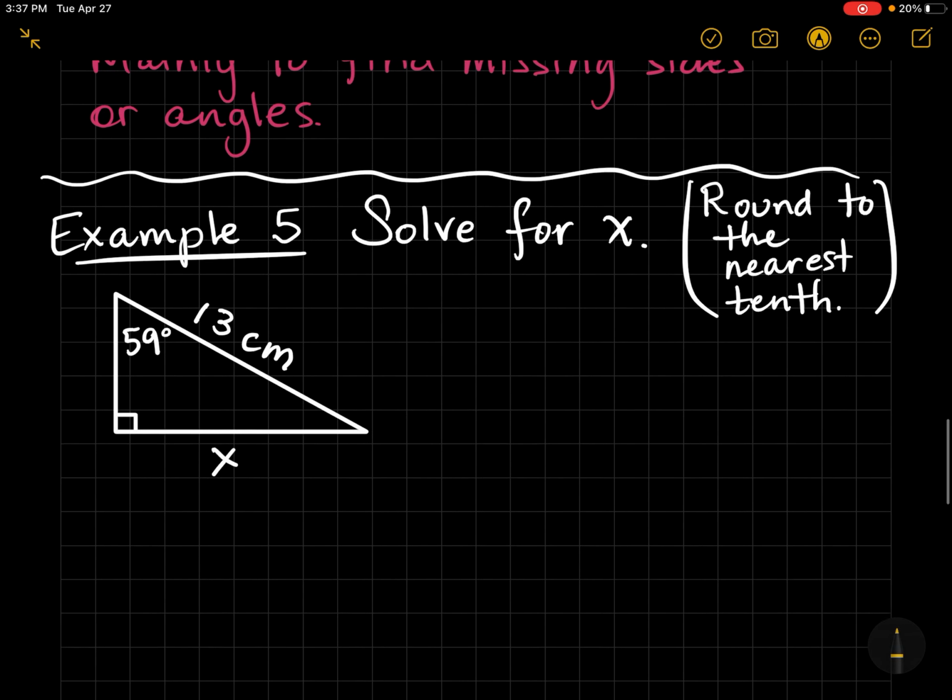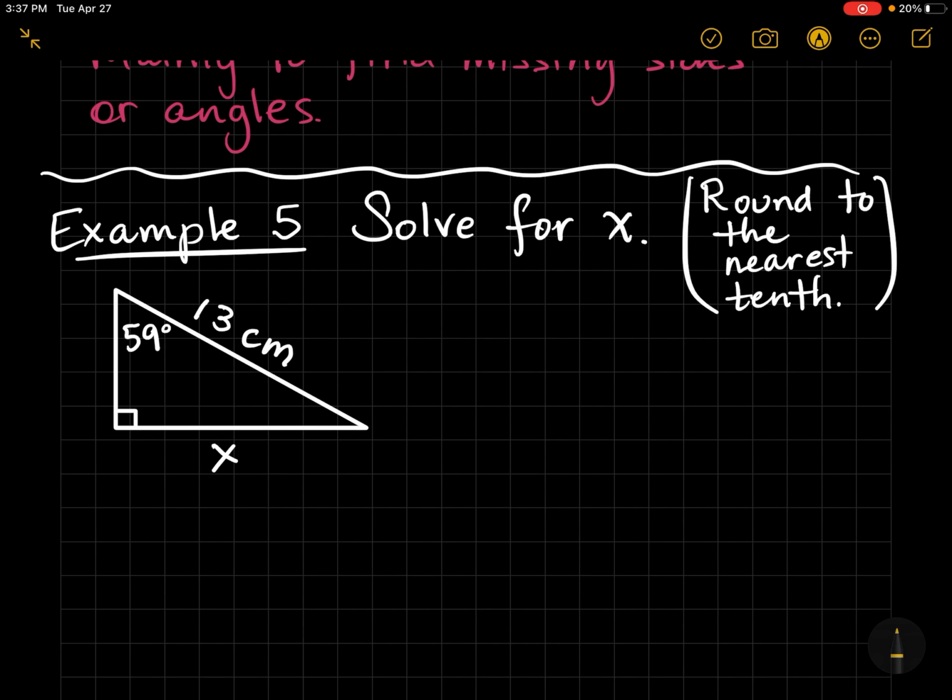Alrighty, example 5. Let's solve for x. So what we want to do here is evaluate what sides we've been given. From this angle, I know the opposite side and I know the hypotenuse. Well, I want to know the opposite side. So now I ask SOHCAHTOA.